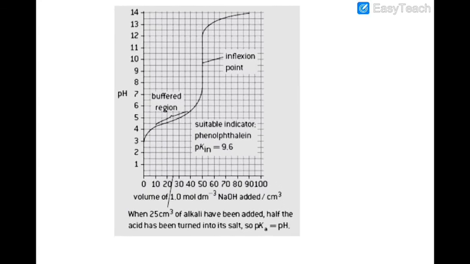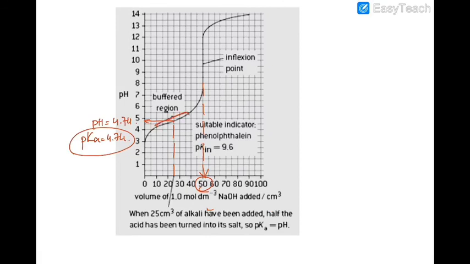So if you look at the graph, you have the equivalence point over here. So this is 50 centimeter cube. At half the equivalence point, at 25 centimeter cube, the pH is equal to the pKa. And over here, you see the buffered region, where the concentration of the acid is equal to the concentration of the salt. So at this point, Ka is equal to H+ concentration.